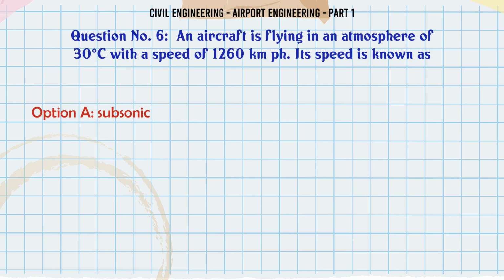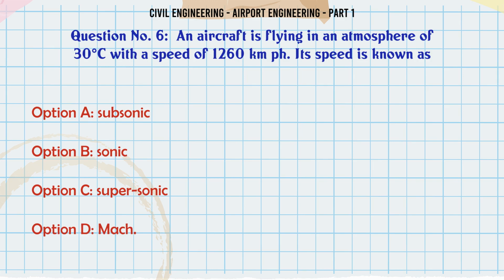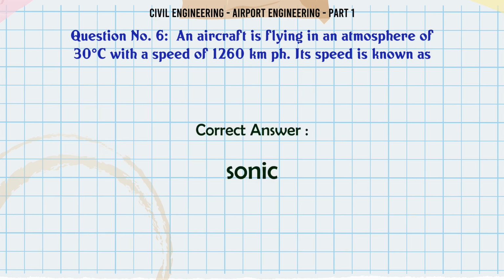An aircraft is flying in an atmosphere of 30 degrees Celsius with a speed of 1260 km/h. Its speed is known as A. Subsonic, B. Sonic, C. Supersonic, D. Mach. The correct answer is sonic.